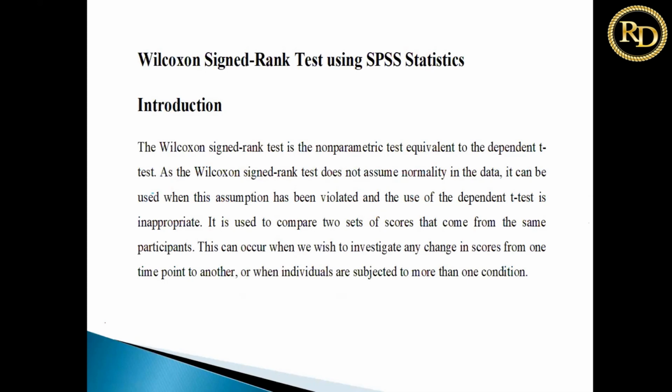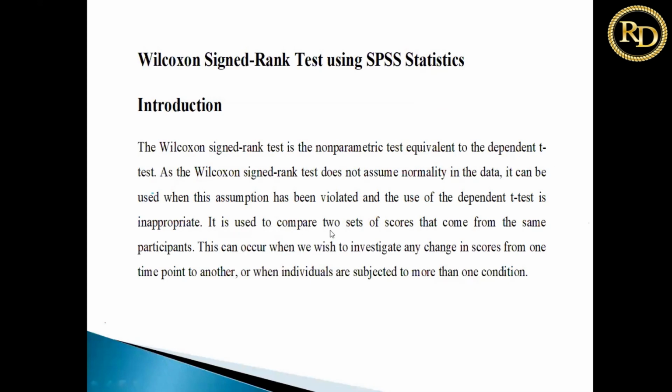The Wilcoxon signed rank test is the non-parametric test equivalent to the independent t-test. Not that, it is equivalent to the paired t-test. As the Wilcoxon signed rank test does not assume normality in the data, it can be used when this assumption has been violated and the use of the dependent t-test is inappropriate. The dependent t-test is nothing but the paired t-test for two samples.